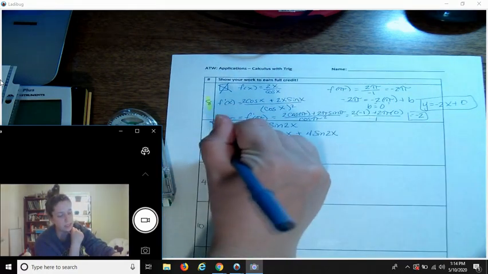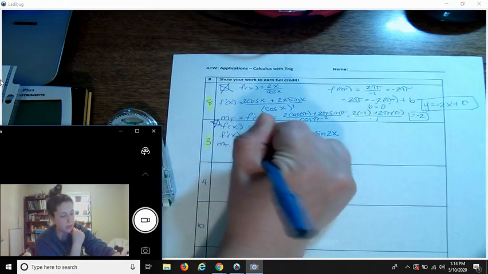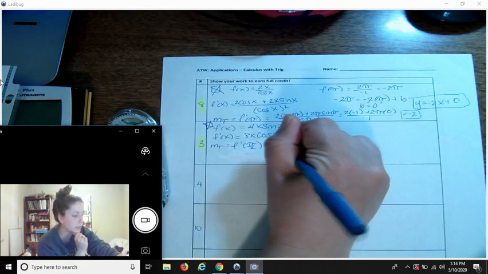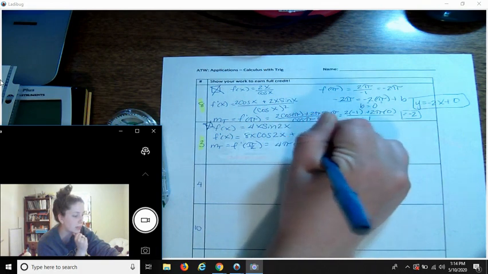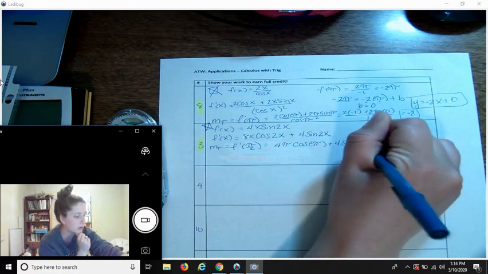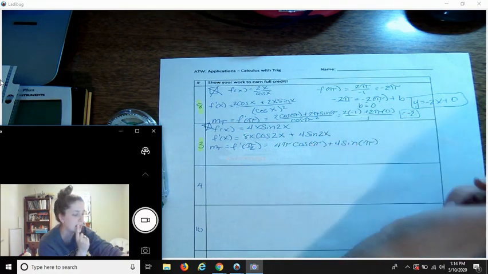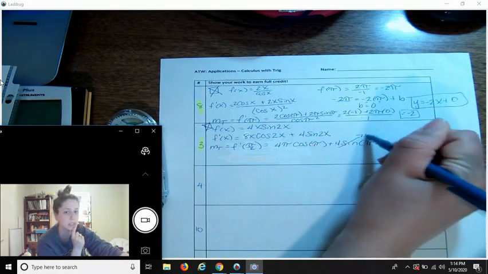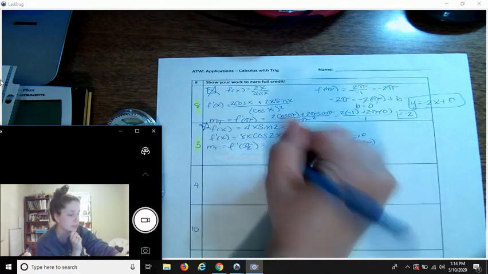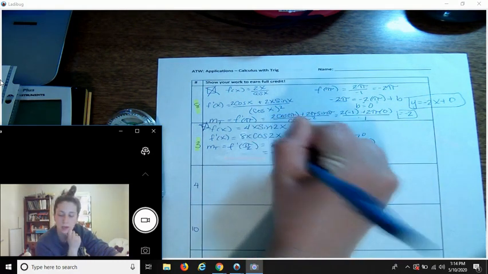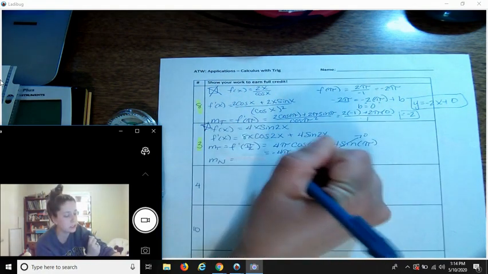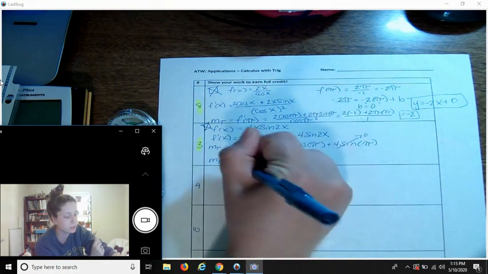Now my m_T is going to be f prime of pi over 2. So I'm going to have 4 pi times cosine of pi plus 4 sine of pi. Sine of pi simplifies to 0, so this whole thing goes to 0. Then cosine of pi is -1, so this ends up being -4 pi. So now, this one asks for my normal line, so my normal slope is 1 over positive 4 pi.